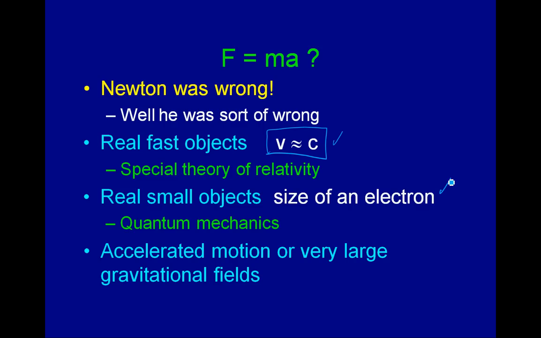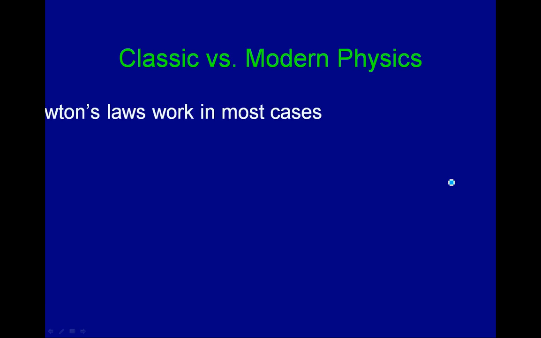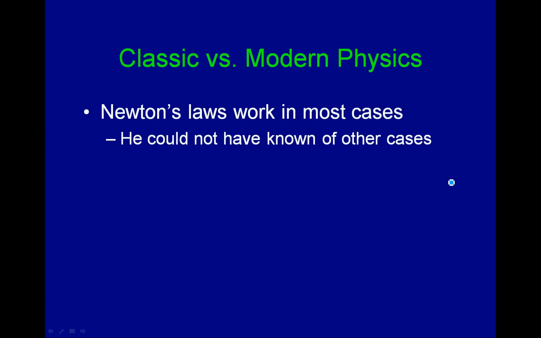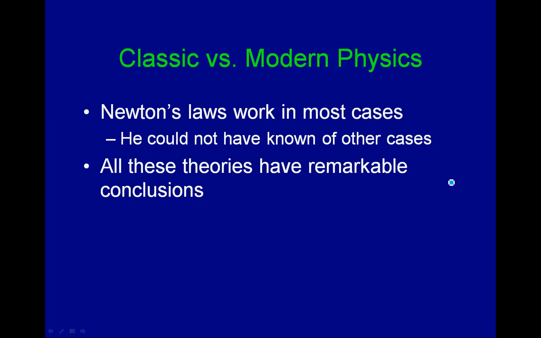He was wrong for accelerated motion or very large gravitational fields, and this is Einstein's general theory of relativity. These are cases that don't come up very often for him, so you can kind of understand that he was off by that. It's important to keep in mind that Newton's laws, while technically incorrect, work really well in most cases. It's just these really extreme situations where it's off a little bit.